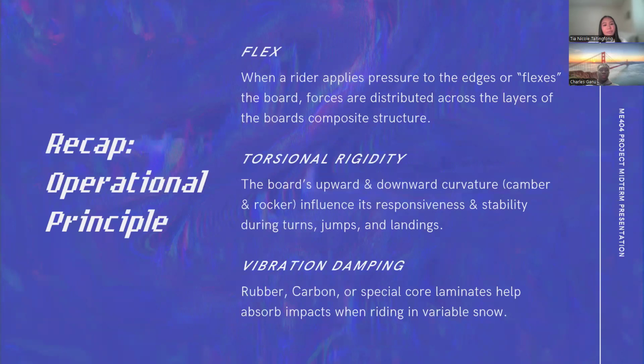So, a recap of the operational principles. Flex is the first principle, and that's the pressure the rider exerts to the edge of the snowboard, as well as the general surface area of the snowboard. Then we have torsional rigidity, and that is the bending force within the snowboard given on different impacts, whether they're landing or the general force on the lateral incline. And then we have vibration dampening, and that's applied using the wood surface as it is able to dampen or absorb the shock of impact and force.